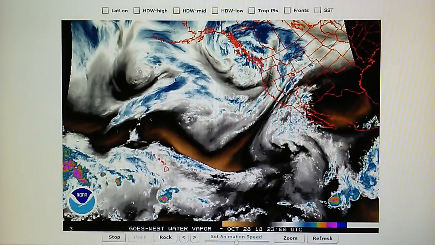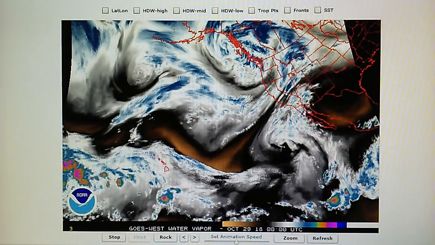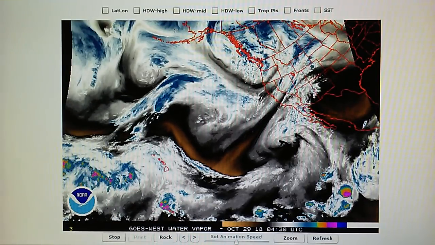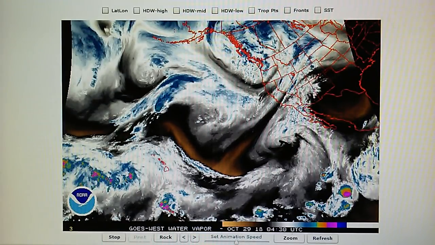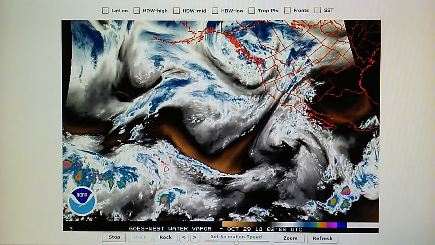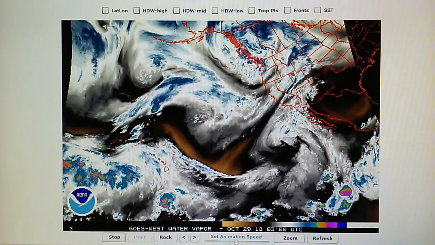All right, well, today is October 28th, 2018. This is a part 2 update. It's about 10 p.m., and currently we have a temperature of 63 degrees here in the foothills. The relative humidity has dropped in the last hour and a half from 35% down to 31%.